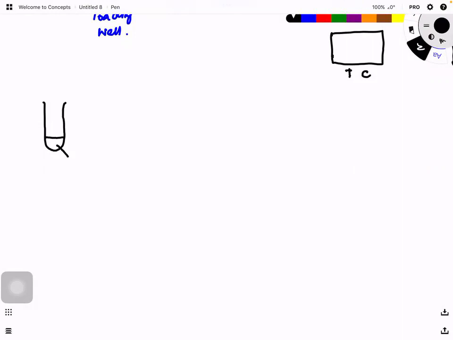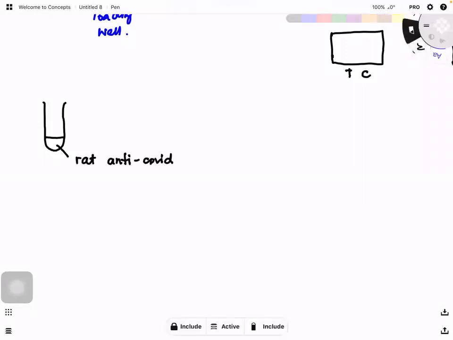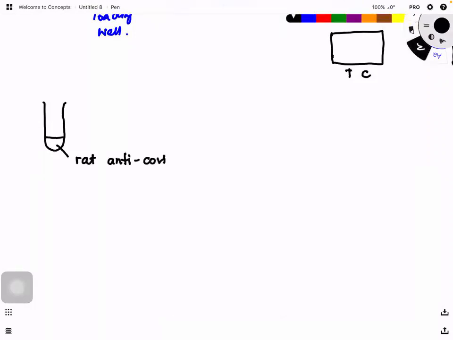So let's say we inject this COVID antigen into mice, for example a rat. So we say that this is a rat anti-COVID antibody. I use the word anti-COVID, meaning against the COVID protein, basically the COVID antigen. Rat anti-COVID antibody. Are you clear?